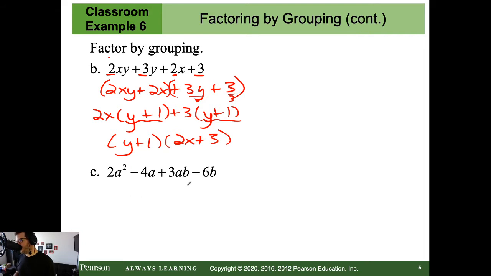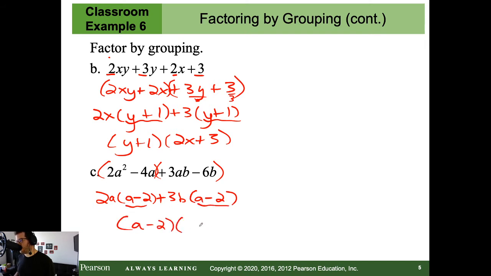Okay? This one, I'm not sure. I'm just going to dive right in and see what happens. I see I could pull out a 2a. Divide that by 2a, I'm left with a; divide that by 2a, I'm left with that. Okay? I see a 3b, hopefully you guys see that. Divide this by 3b, I'm left with an a; divide that by 3b, I'm left with that, and look, we got it. So this is a minus 2, 2a plus 3b. Okay? So hopefully that makes sense.